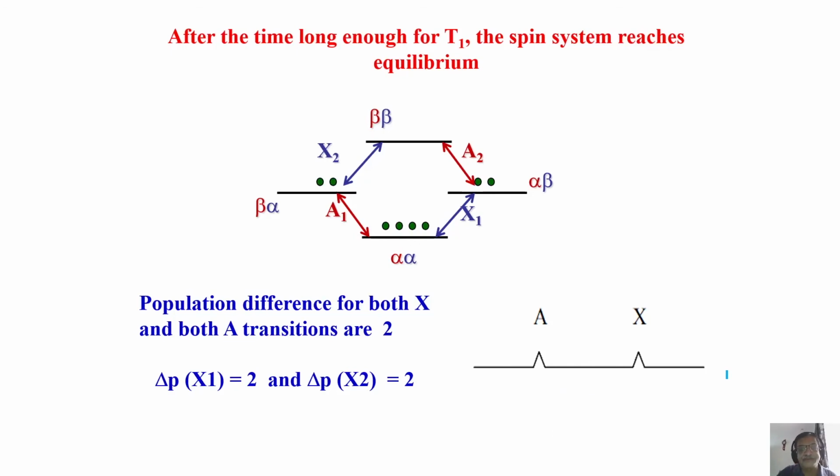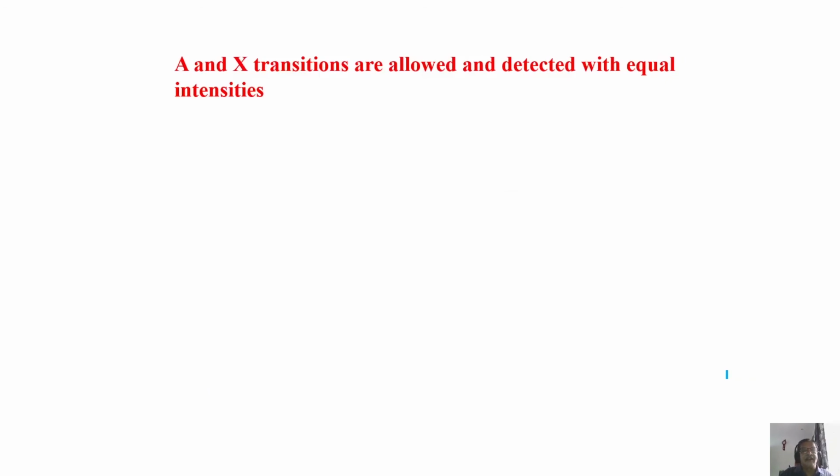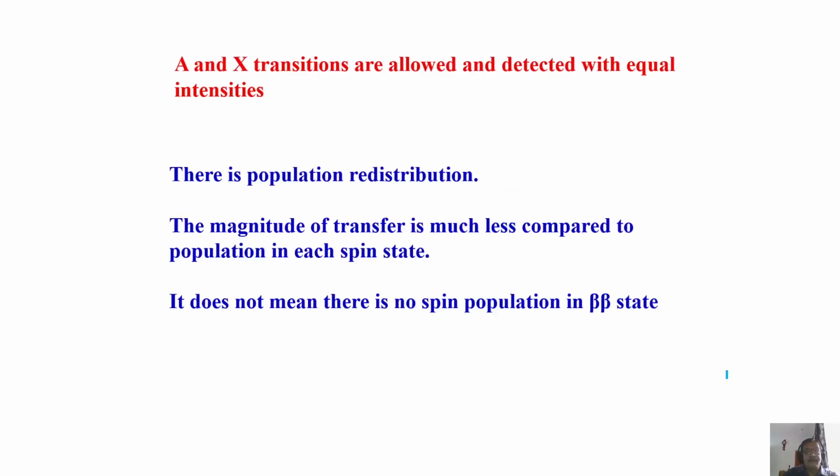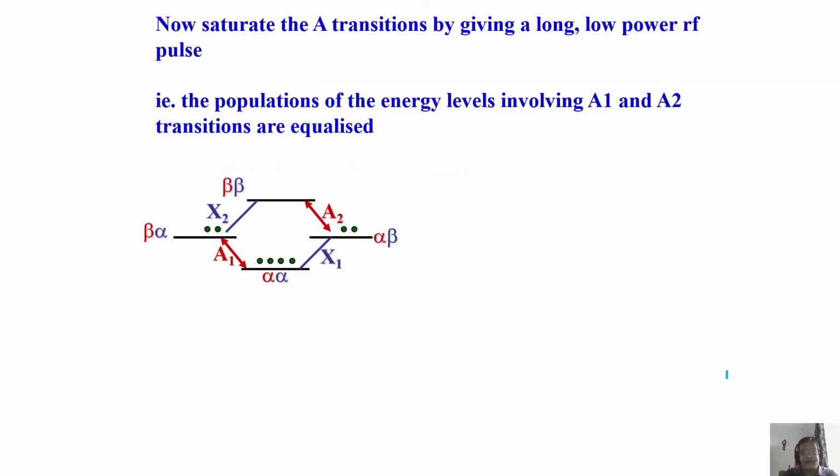Now what we will do is, there is a population redistribution and it happens now. Now I am going to saturate one of the transitions here, meaning I will make the populations exactly equal. Let us say I take these 4 spins and put 2 spins here, each equated, saturated, this will become 3, this will become 3. I do that. Okay, saturate.